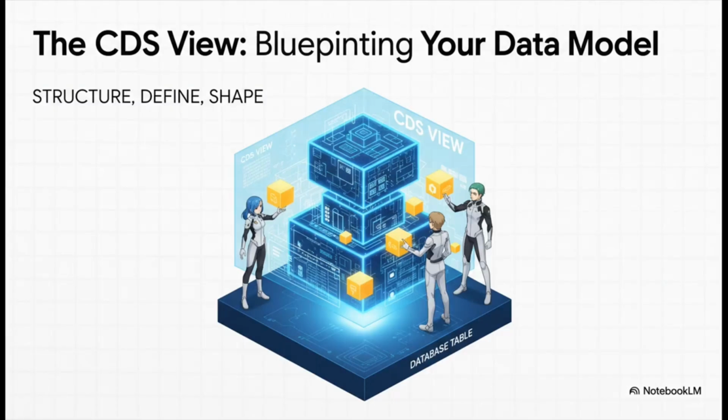So the CDS view, that's our app's data model. It sits right on top of our database table, and it acts like a virtual layer. It's what defines which fields we want to show, what their labels should be, how they connect to other data. It's really the blueprint that gives our raw data a meaningful shape for the person who's actually going to use the app.